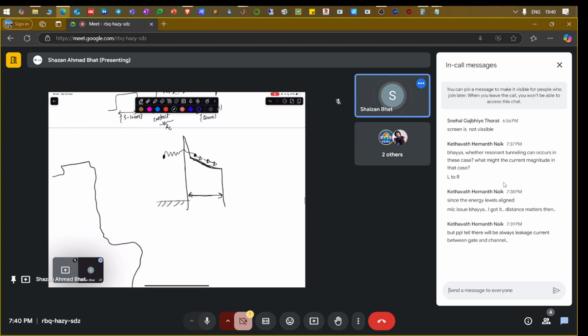But people say there will always be leakage current between the gate and the channel. Yes, that is the leakage current. This particular thing is the leakage current I'm talking about. You don't want the current to flow from the gate terminal. You just want the gate to modulate the barrier. Whenever you have a structure like this, you have a gate, you have L gas, you have gas, and you have 2D electron gas. You don't want a current to flow in this direction. That is a bad thing.